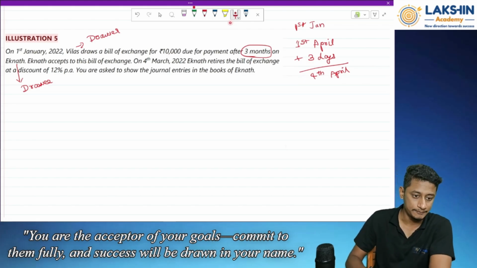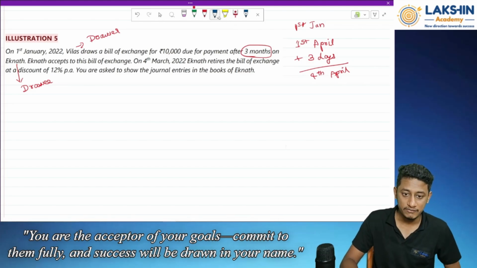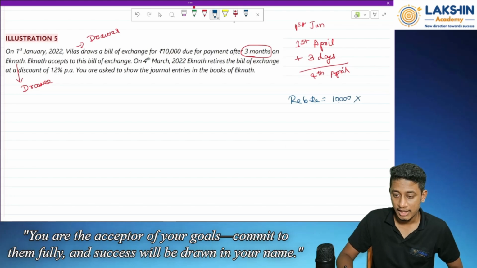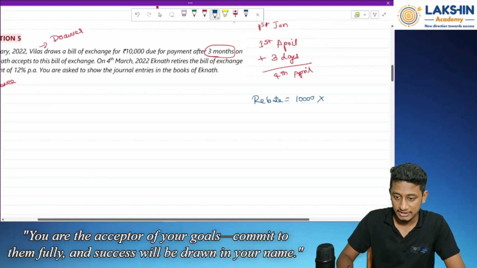Now what to do? Let's see. First of all, compute the interest. Let us compute the discount first. The rebate will be equal to the bill value into the rate, which is 12% per annum as per the question.